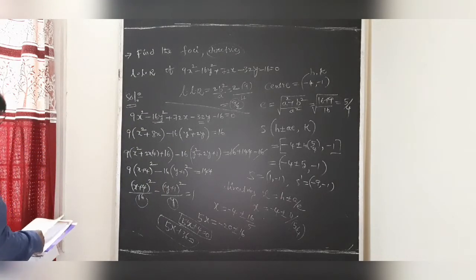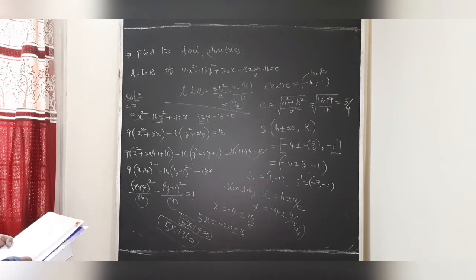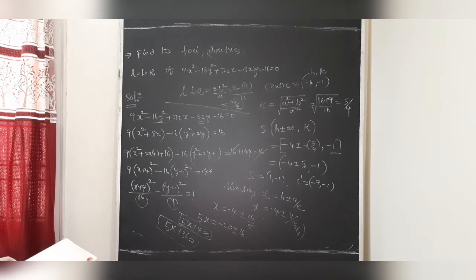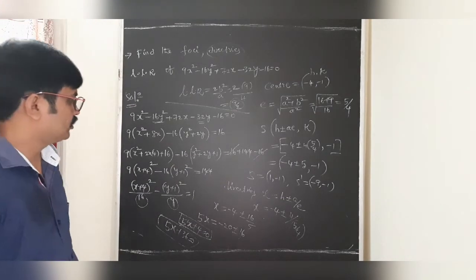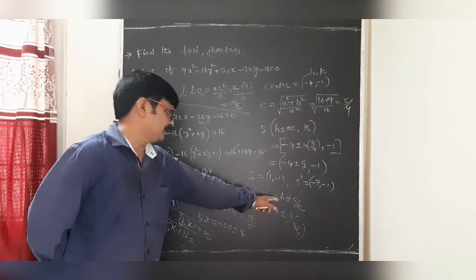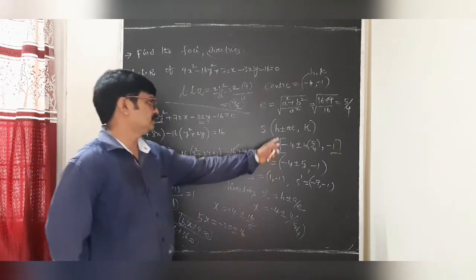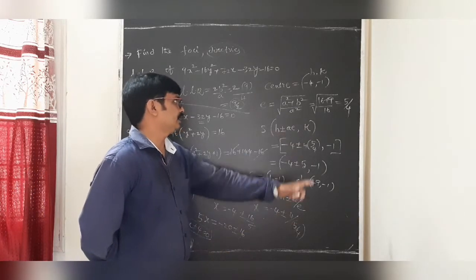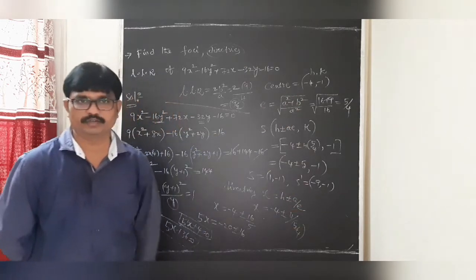What are the formulas? The directrix is x equal to h plus or minus a by e. The foci are h plus or minus ae comma k. The center is h comma k. Okay students?